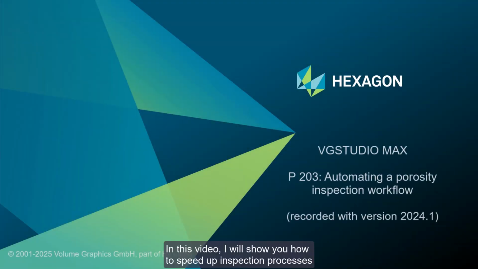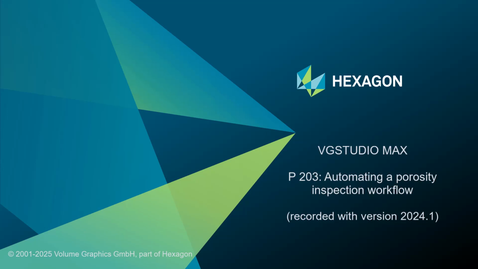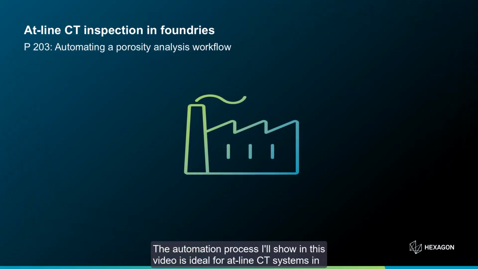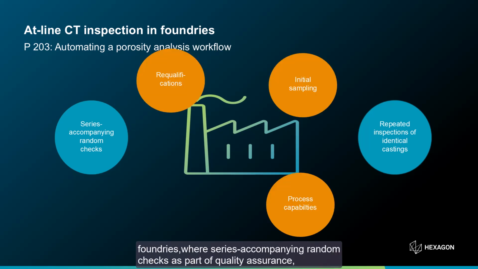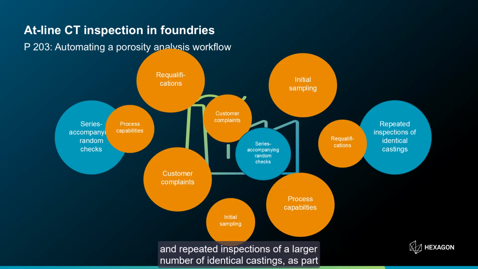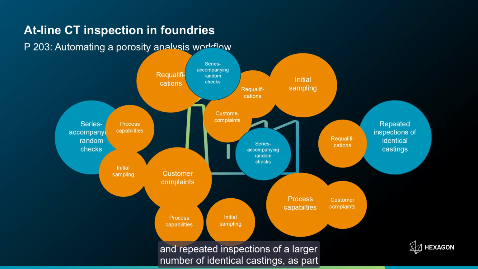In this video, I will show you how to speed up inspection processes by automating the workflow of a porosity analysis in VG Studio Max. The automation process I'll show in this video is ideal for line CT systems and foundries, where series accompanying random checks as part of quality assurance, and repeated inspections of a larger number of identical castings.